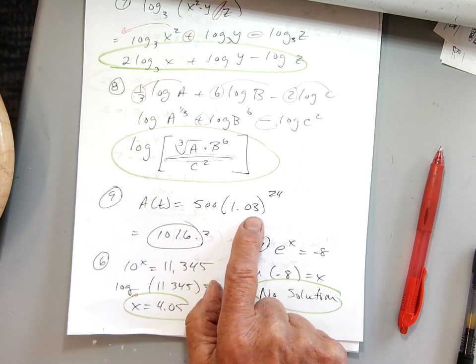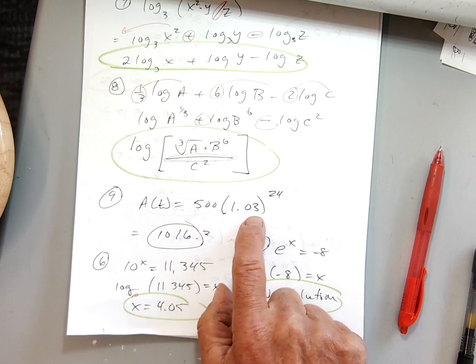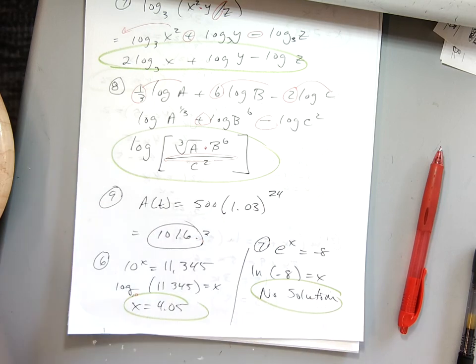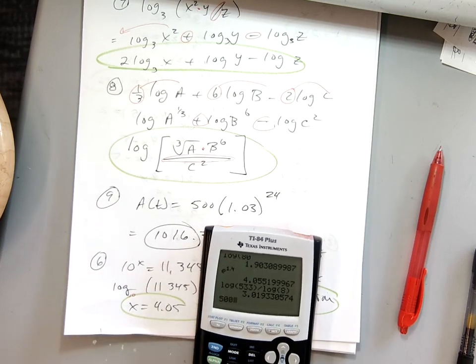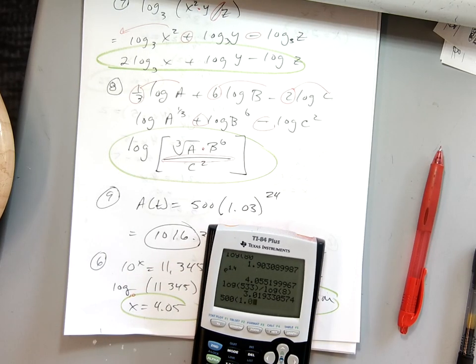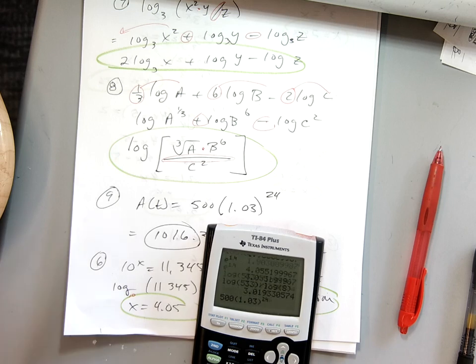Okay, 9, start with 500. It grows by 3%, so it's 500 times 1.03 for 24 hours. I just used my calculator and ended up getting that answer. So if I just use my calculator, 500 times 1.03 to the 24th power, I get my answer, okay?